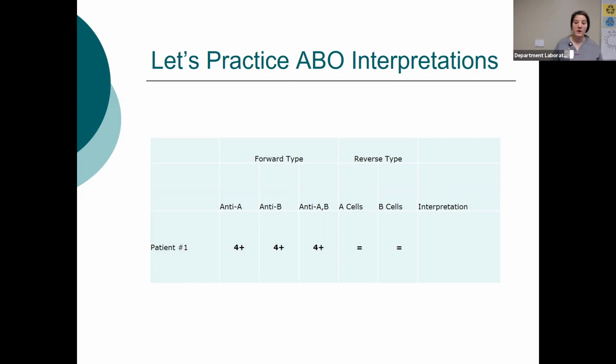Okay, so let's go through these examples really quick. Notice in this example, you have a 4+ reaction with anti-A, anti-B, and anti-A,B. So what's your forward type? AB. What do you expect your back type to be? Both negative, because your A and B antigen are both being expressed on the cell. And remember Landsteiner's rule, if you lack the antigen, you can build the antibody. So this patient has both the antigens, so they are not going to build any of our ABO antibodies. That's why they're negative with the A cells and the B cells in the back. So this patient is typed as AB.